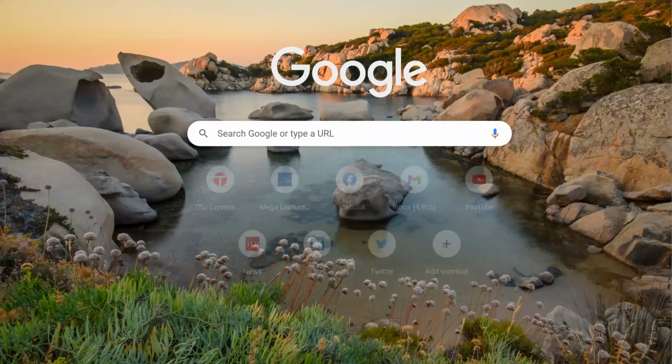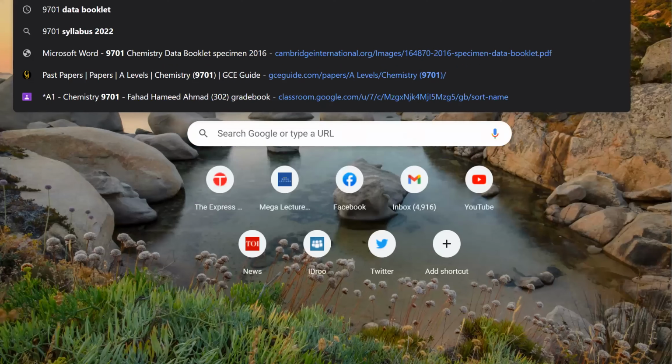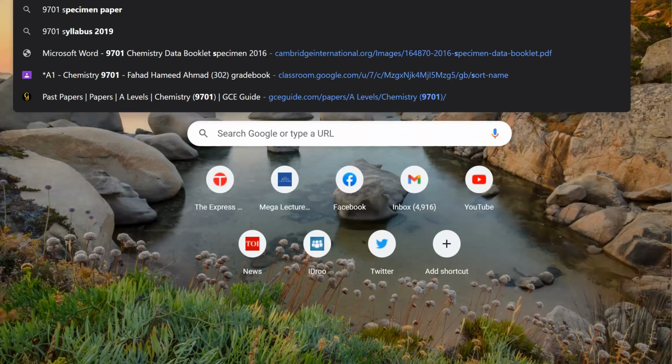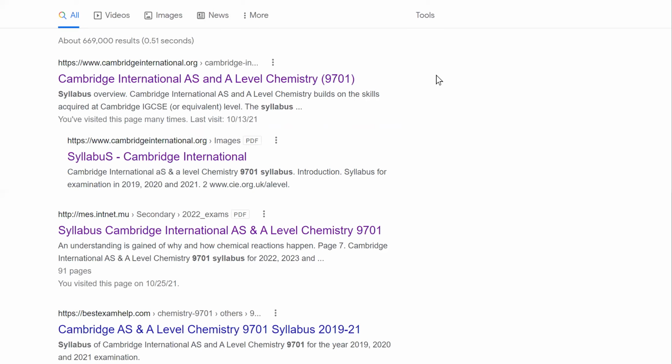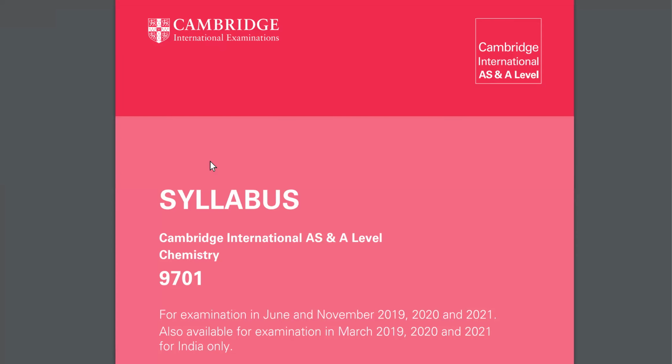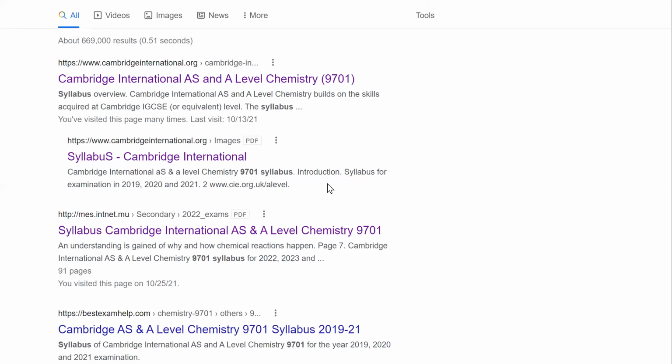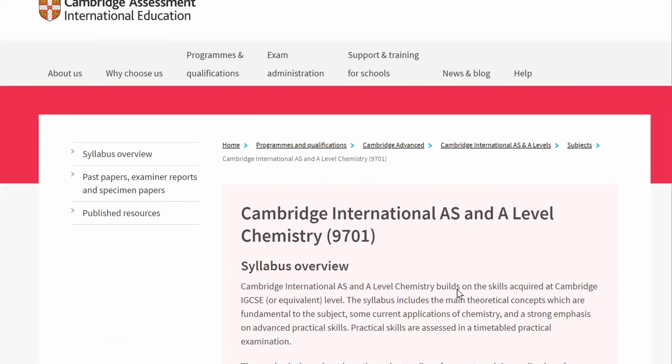Let me also go through the latest 9701 syllabus, because this year the syllabus has changed, so we should always keep a syllabus with us, because even the books that you read from are older versions now. Just 1 second. No, this is for 2021. Where's the latest one?